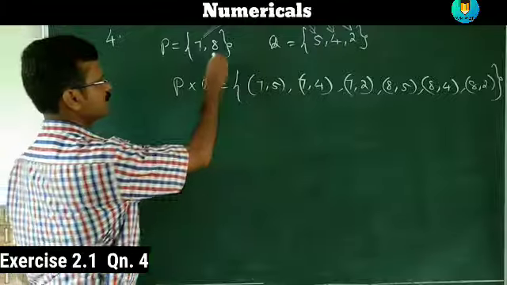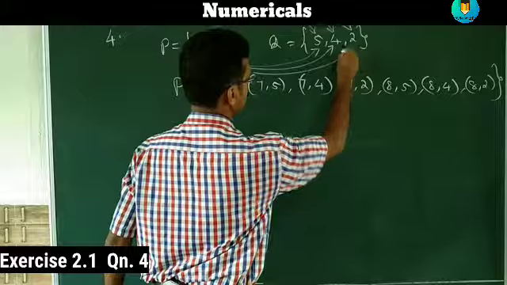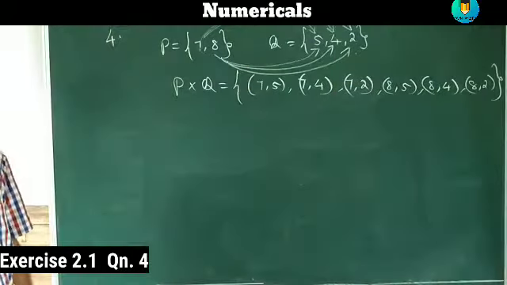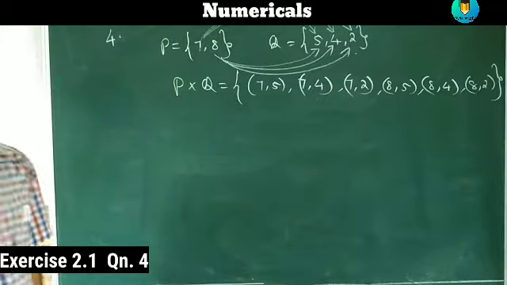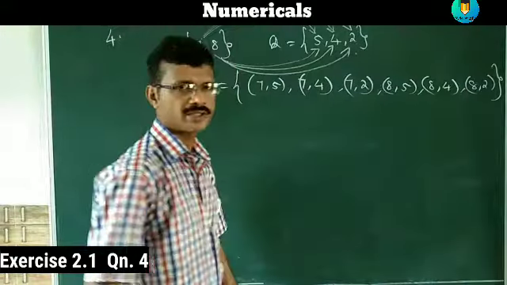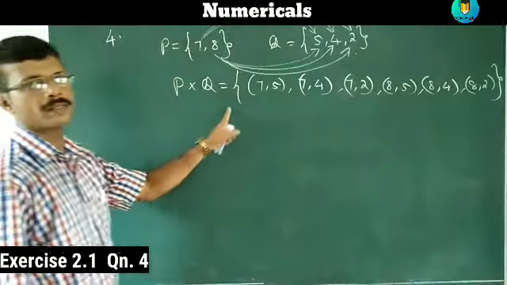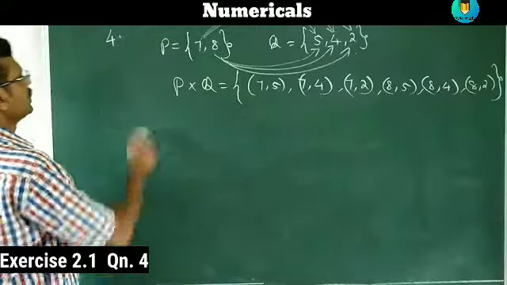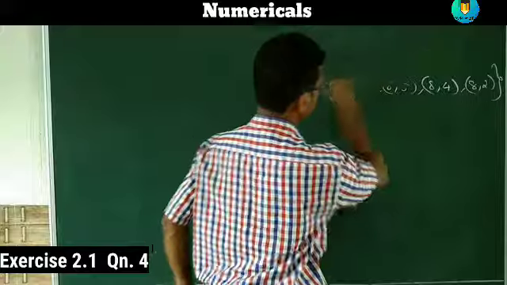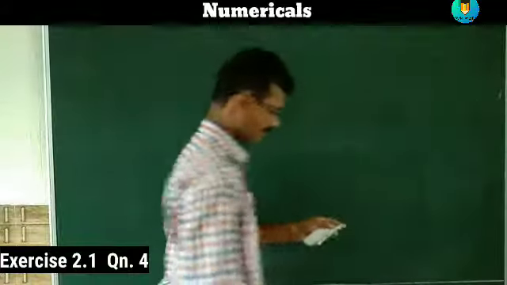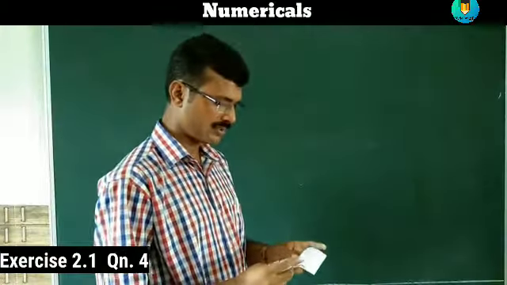This is the cross product. With 8 also all combinations. This is only P cross Q. If they ask Q cross P, you have to start from Q first. Simple question, it is the cross product, which I already told you. So just copy this down and then the next question. All the questions here are small questions.